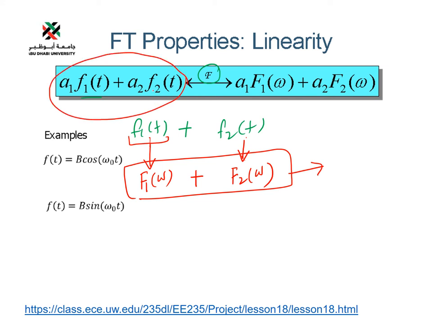So the linearity property is: if two functions are added in the time domain, you just take their individual Fourier transforms and then add them. That will be the combined Fourier transform of their addition. For example, if two cosine signals are added together, just take the Fourier transform of each individual signal and add them. This is called the linearity property.